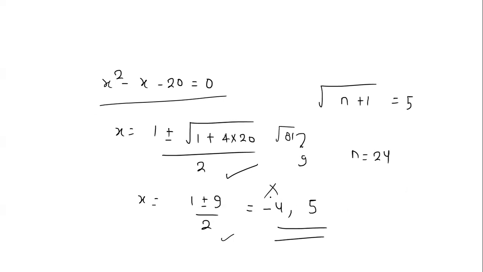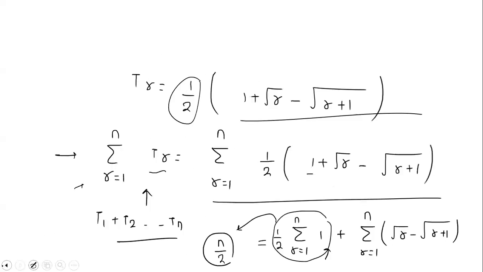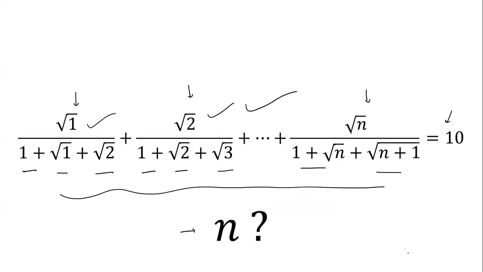So minus 4 is not possible, because we have x is equal to root of n plus 1, and a root value cannot be negative. So we equate this to 5, and after squaring both sides we get n plus 1 is equal to 25. So after simplifying, you can get n is equal to 24. So if you do the sum of 24 terms of this series, then you can get the value of 10, and in this way we can solve this problem.